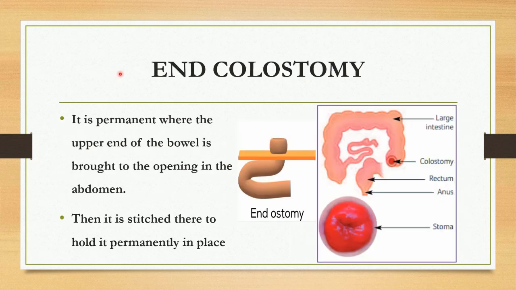The second one is end colostomy. It is permanent, where the upper end of the bowel is brought to the opening in the abdomen. Then it is stitched there to hold it permanently in place. In the picture you can see the colon is completely cut off and created as a stoma. The other end may be completely removed or left inside as a blind pouch, based on the condition of the patient.